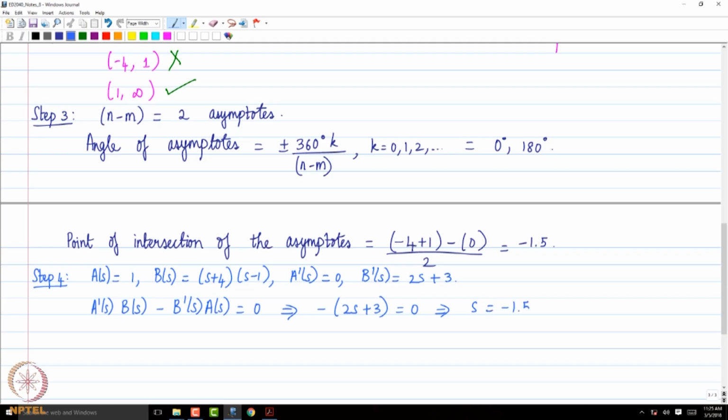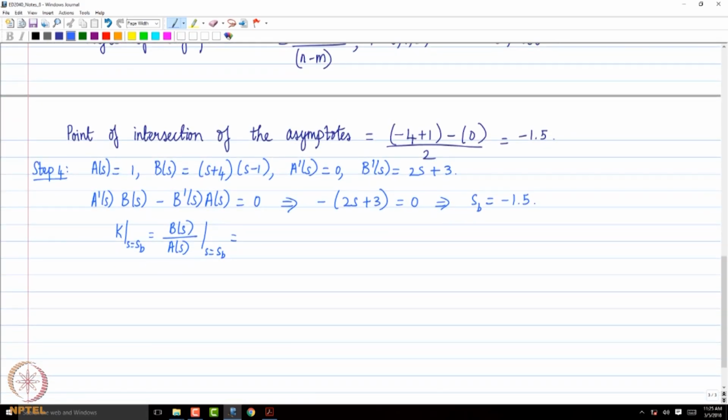So once again we get SB. I am just putting a subscript B at the end to indicate that this is a potential breakaway or break-in point. So once again we get the same solution as before, what we did in negative feedback. Now, there is an important difference. As we discussed, if I want to figure out the value of k at s equals SB, now I need to do B of s divided by A of s at s equals SB. Now, can you calculate and tell me what you get?